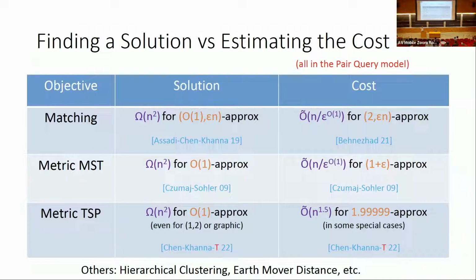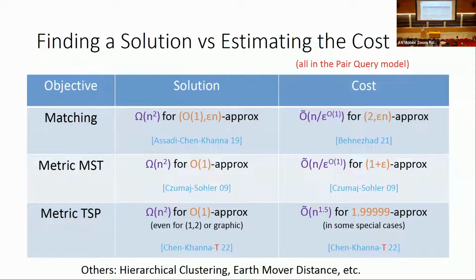For metric MST and TSP, if we want an approximate solution, basically a tree or a tour, then we basically have to query everything, omega n squared. If we want, for MST, a 1 plus epsilon estimation of the cost, then just linear in n queries are sufficient. And for TSP, MST is always a factor 2 approximation, so better than 2 is something non-trivial. To get that, just n to the 1.5 queries are sufficient in some special cases. So these are some previous works.